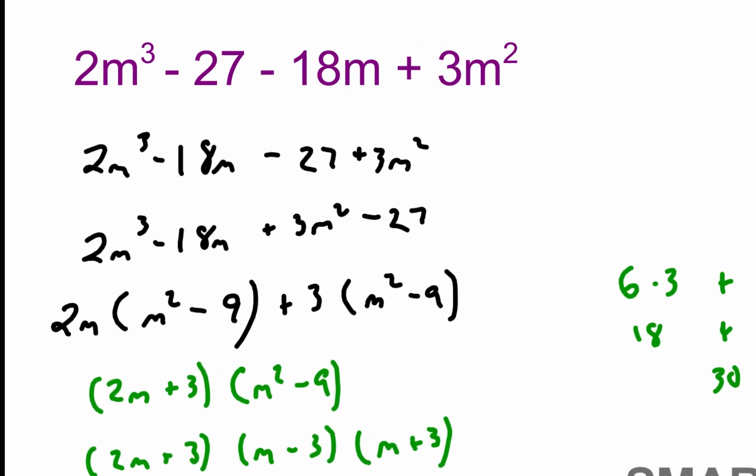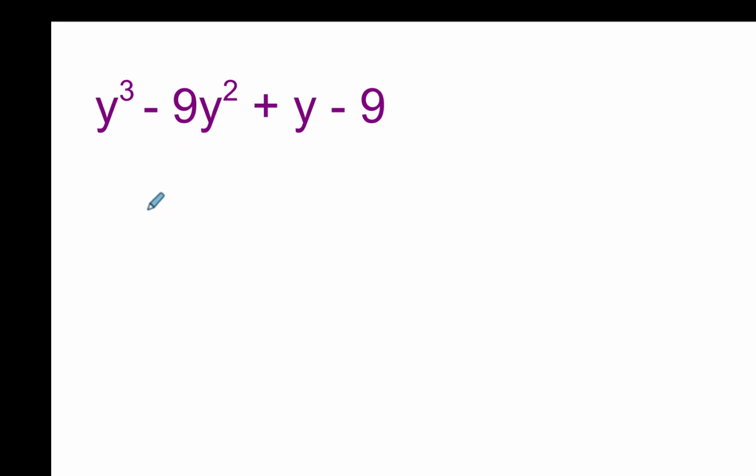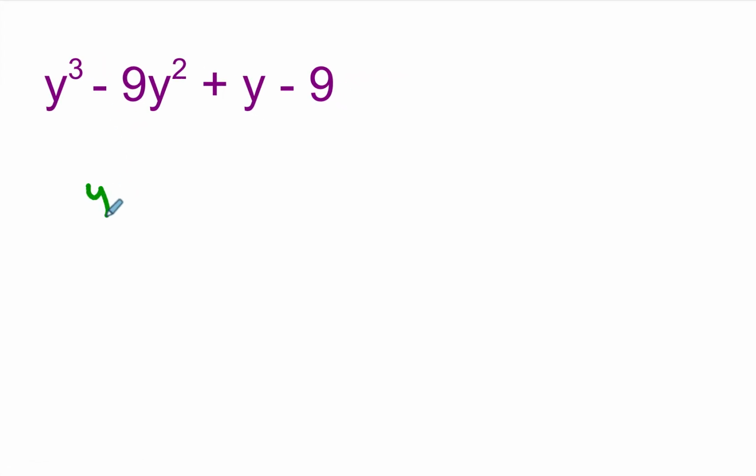Let's try one more. And again, it looks like I've got a common factor right away right here. So I can factor that out. I don't need to rewrite this. It looks like y squared I can take out. So y squared times y gets me the y cubed. And I took out y squared, so I'm just left with negative 9 right there. And I'm adding y minus 9. So I've got that written down twice here.